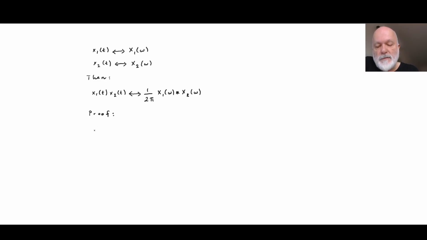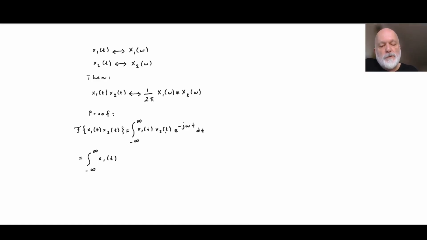The proof is quite straightforward. We just write down the Fourier transform of the product of x1 and x2. So it is from minus infinity to plus infinity, x1 of t, x2 of t, e to minus j omega t integrated with respect to t. Then we write this as follows. From minus infinity to plus infinity, x1 of t.